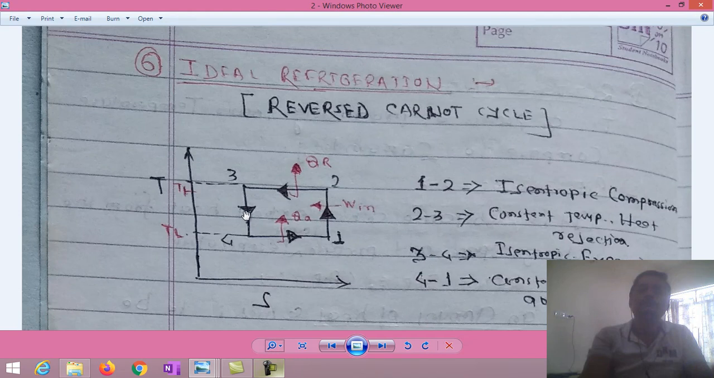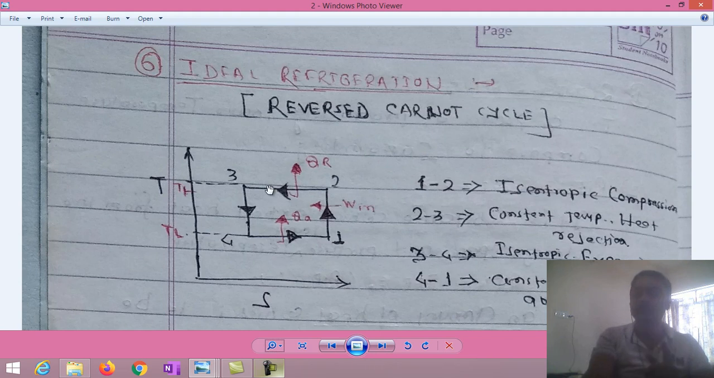So first of all, the refrigerant enters the compressor at point 1, and isentropic compression takes place. Process 1 to 2 is isentropic compression, which takes place in the compressor. This compressed refrigerant now enters the condenser, where constant temperature heat rejection takes place. This heat is rejected at constant temperature. This condenser temperature is TH. This heat is rejected from the condenser at higher temperature.